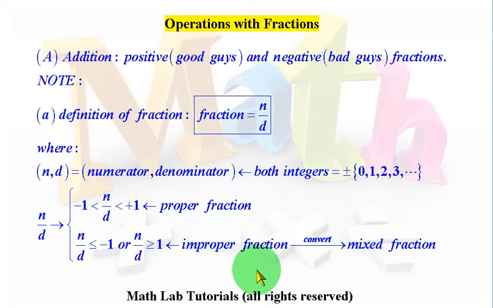Okay, so again, a proper fraction is any fraction between -1 and 1, excluding -1, excluding +1, and any improper fraction is either less than or equal to -1 or greater than or equal to 1. Okay, so let's go on to the next slide.